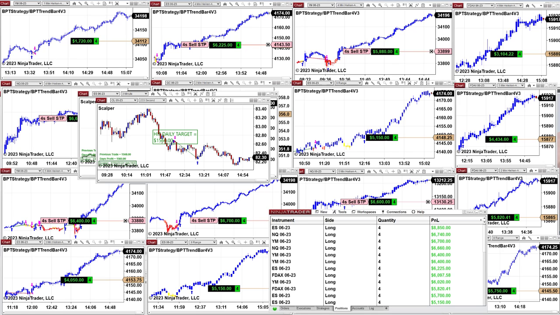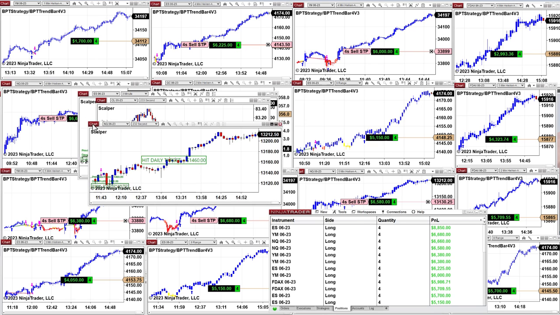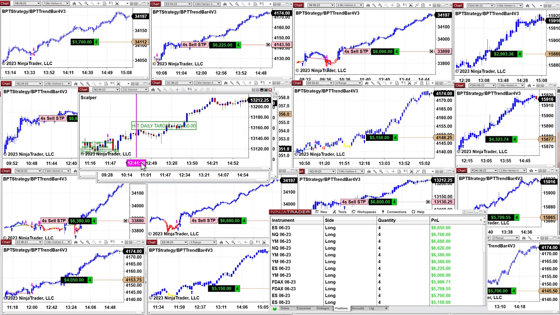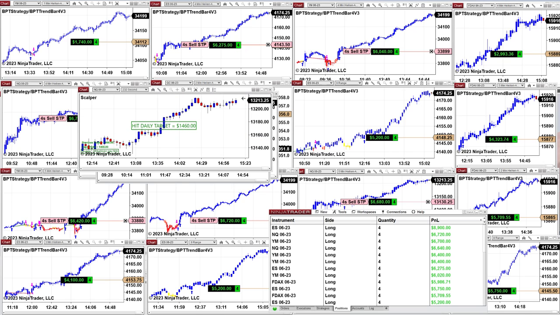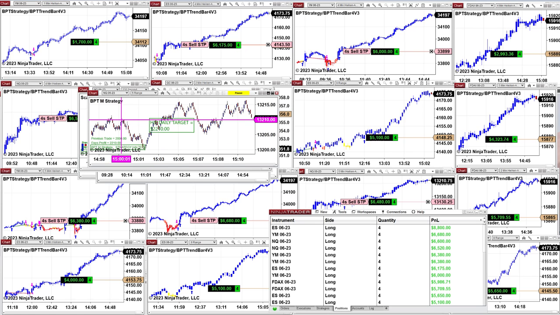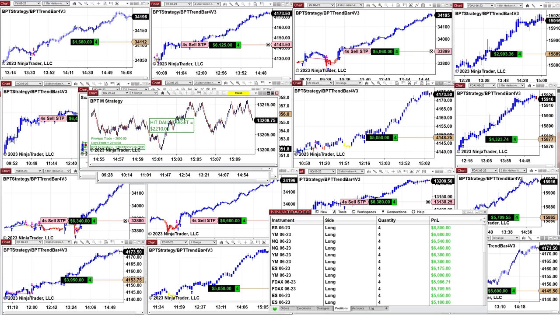And the scalper also on the 232 seconds, and then we have the M strategy trading between fibs, did the 2200, and all of them, everything is on 1,000 daily target.